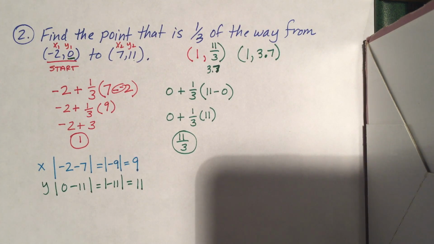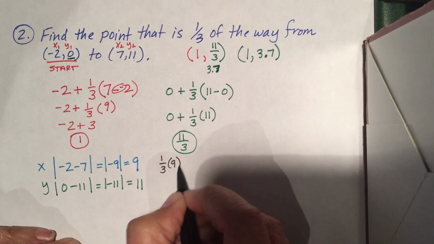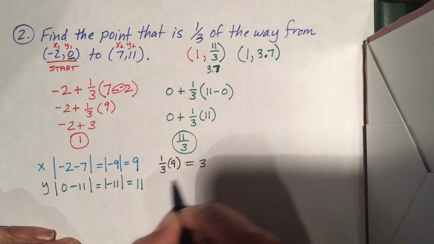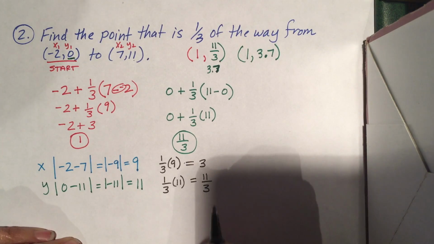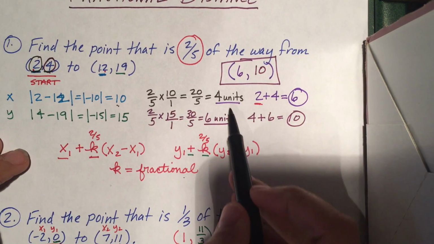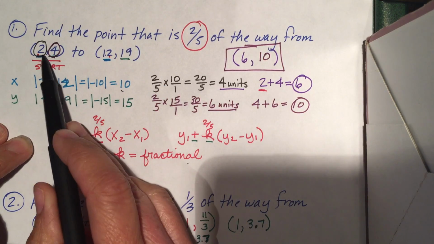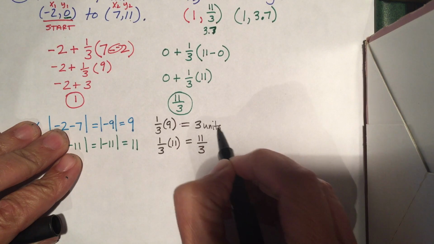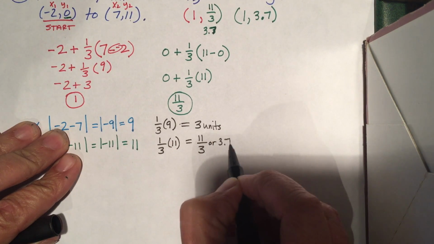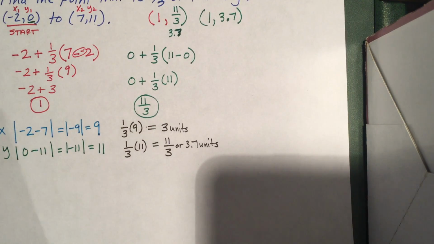But we're looking for what? 1/3, right? So I'm going to take 1/3 of 9, and that's going to give me 3, and 1/3 of 11, and that's going to give me 11/3. Now, if you look back up at the previous example, after we found how many units, 4 units and 6 units, we just added those units on to our start. So I've got 3 units, and I've got 11/3, or 3.7 units. So I'm going to add those on to my originals.